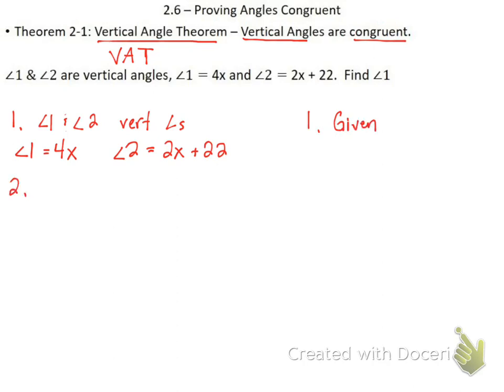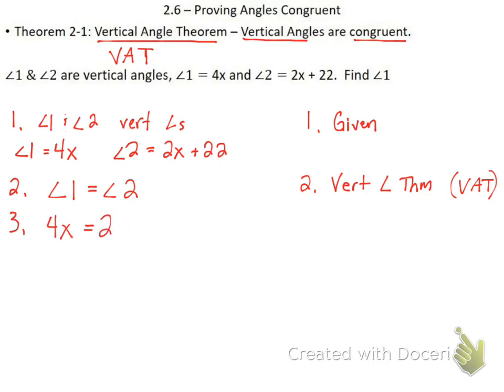With the second step, I want to be able to write an equation. So I know vertical angles, and so the equation that I can write is that angle 1 is going to be equal to angle 2. And again, for this I can put vertical angle theorem, or if you want to put VAT. Once I'm there, then I can plug in my values. I can plug in a 4x for angle 1 and a 2x plus 22 for angle 2. Again, that's a substitution step.